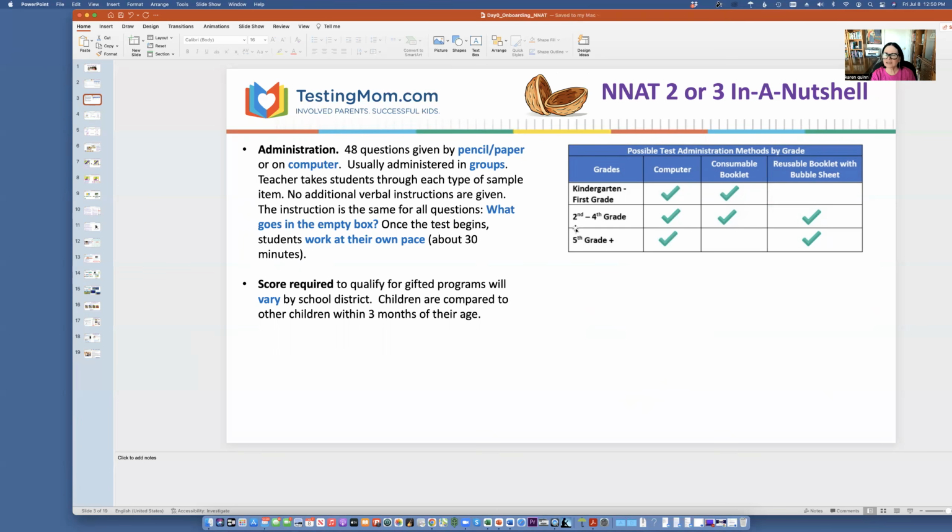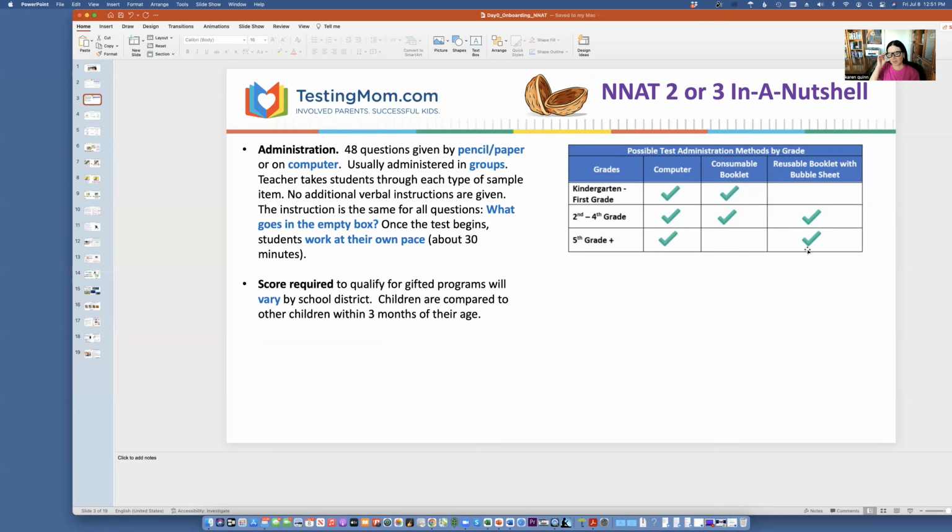And so here you can see that for younger kids, they might do it on the computer. They might use a consumable book, which means they're going to actually fill in bubbles in the book that has the questions. Whereas from 2nd to 4th grade, students may use the computer, the consumable book, or the booklet plus a bubble sheet, so that they can reuse the booklet. So the kids aren't marking in it. And then older students can take it by computer or use a bubble sheet by 5th grade.